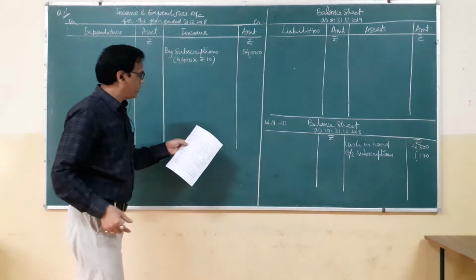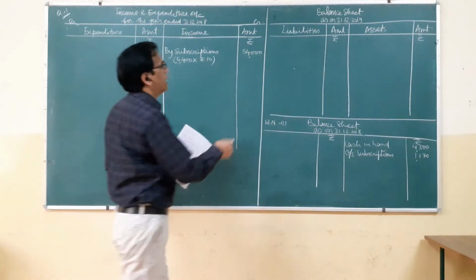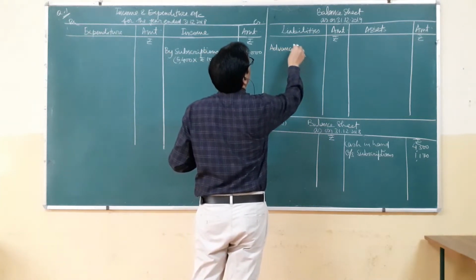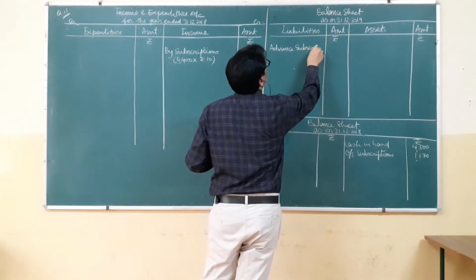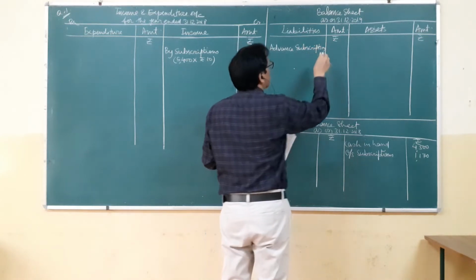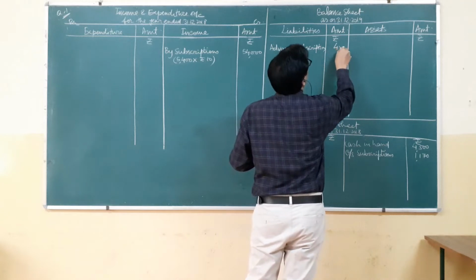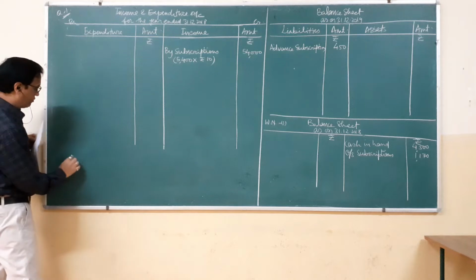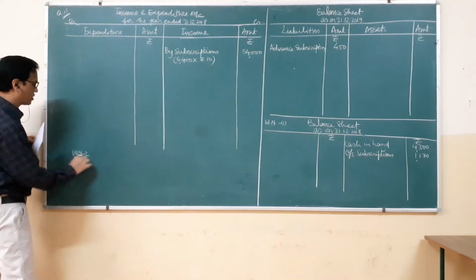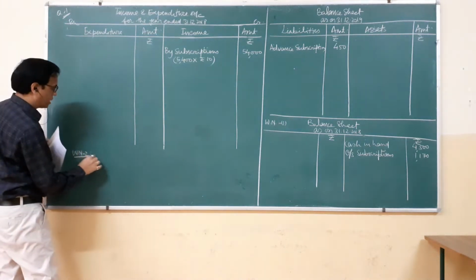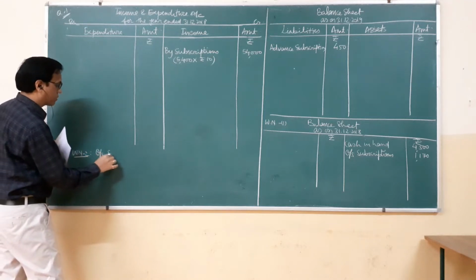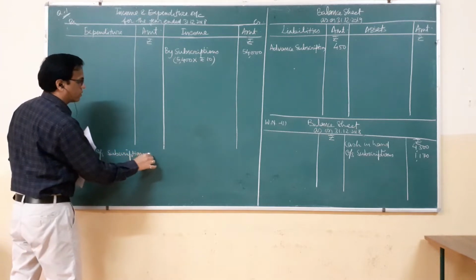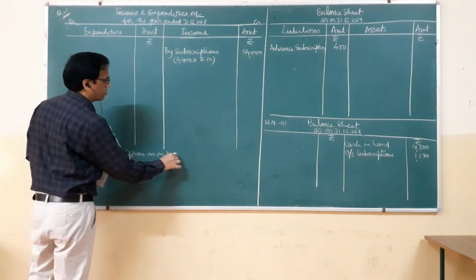Then 2020 we have received 450. This is our advance subscription during the current year for next year. So here we write on the liability side, advance subscriptions. It is 450. Now we have to calculate, working note number 2, we have to calculate outstanding subscription for the current year. Outstanding subscription as on 31st December 2019.